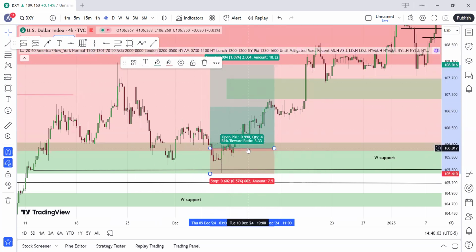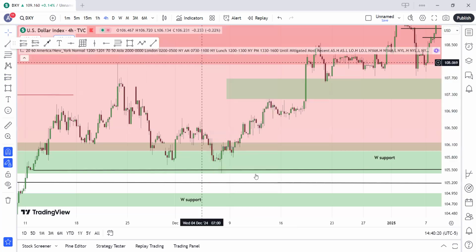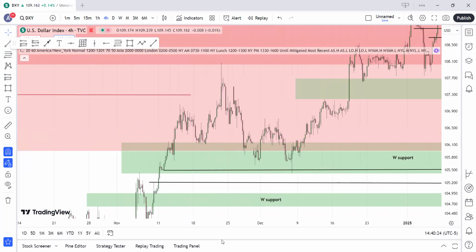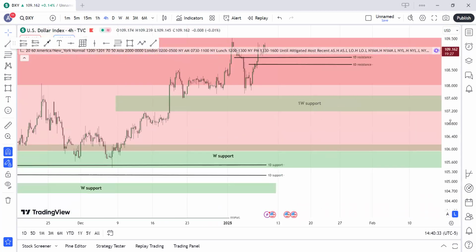All right. That's the whole idea of using fair value gaps as support and resistance. You can use fair value gaps straight as they are, but I would prefer calling them support and resistance because it makes sense. You know what I'm saying? It's like the fundamentals of trading, which is support and resistance, trend lines.